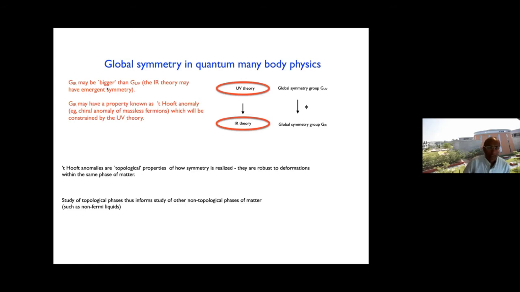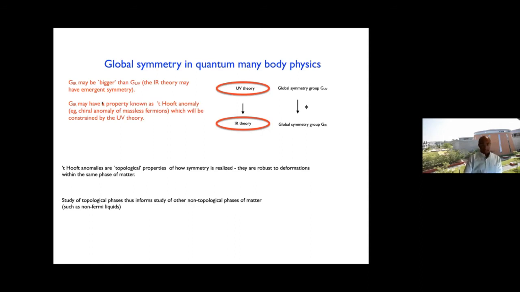The first comment to make about this is that G_IR may be a bigger symmetry group than G_UV. So this is the precise statement of what's known as emergent symmetry. So the IR theory may have a higher symmetry than the UV theory, right? So in that case, we say the IR theory has some emergent symmetry, a symmetry of the IR fixed point that's not present in the microscopic UV system that this theory emerged from, right? So this is a familiar phenomenon, lots of examples in lots of different contexts.